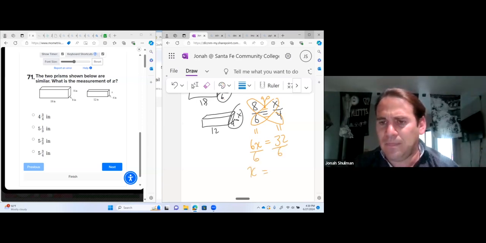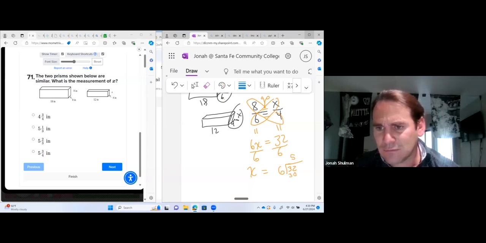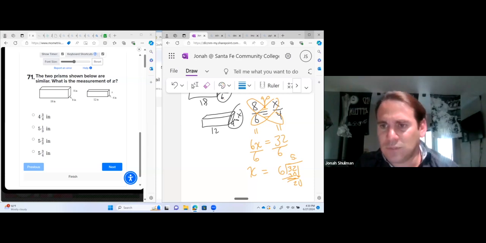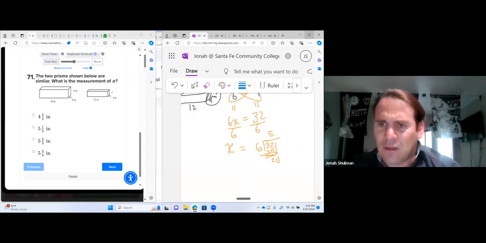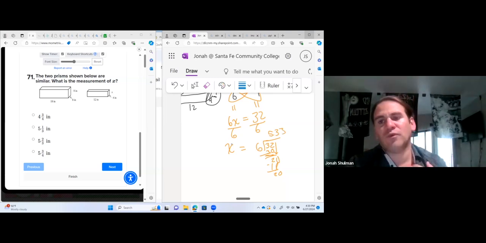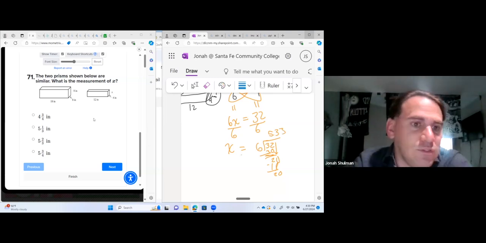All right. The 32 is big. It goes in the house. The 6 is on the bottom. It's outside the house. 6 can't go into 3. 6 goes into 32 5 times, with a what left over? With 2 left over. And 6 goes into 20 3 times, with 2 left over. So I got 5.3333. That's 5 1/3. So it's B.